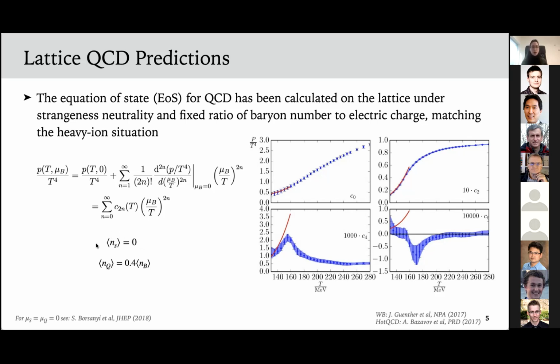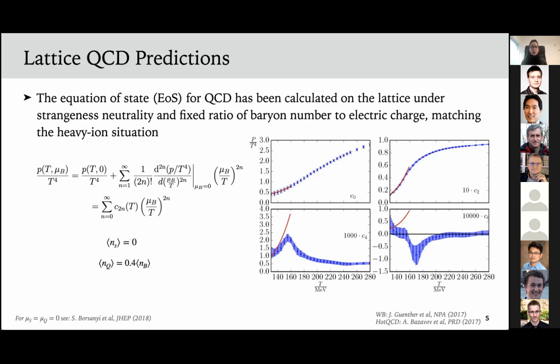So namely, we have global net strangeness density. You start with just protons and neutrons, therefore there's no strangeness in the beginning in the system. And in addition, there's a fixed ratio of electric charge to baryon number of about 40% in these heavy nuclei, such as gold and lead.